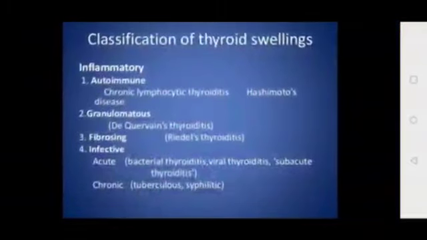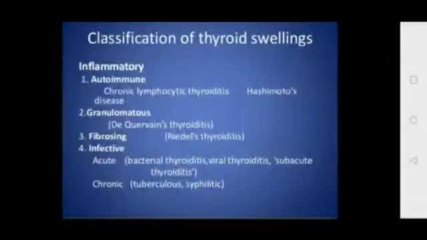Coming to the classification of thyroid disease of inflammatory origin, it can be autoimmune, chronic lymphocytic thyroiditis, Hashimoto's thyroiditis. In the pathology of Hashimoto's thyroiditis, you can see a lymphocytic infiltration. The second is granulomatous thyroiditis, that is de Quervain's thyroiditis. And third is the fibrosing, that is Riedel's thyroiditis. This also comes under autoimmune causes.